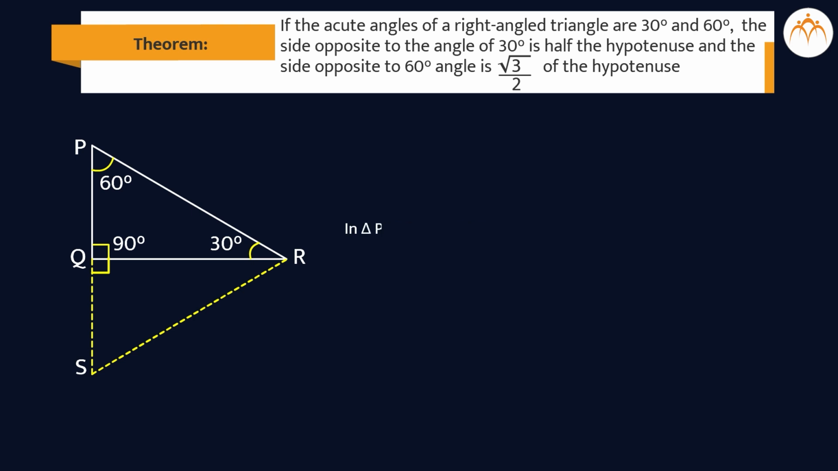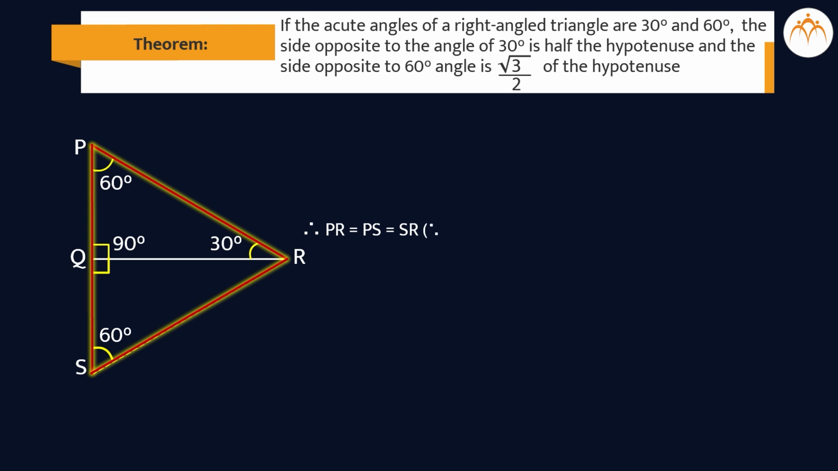In triangle PQR, measure of angle QPR is 60 degree. Therefore, in triangle SQR, measure of angle QSR is equal to 60 degree. In triangle PSR, measure of angle PSR is equal to measure of angle SPR is equal to measure of angle SRP is equal to 60 degree. Sum of interior angles of a triangle is 180 degree. Triangle PSR is an equilateral triangle. Therefore, PR is equal to PS is equal to SR, corollary of converse of isosceles triangle theorem.